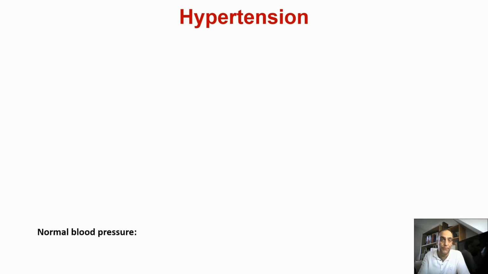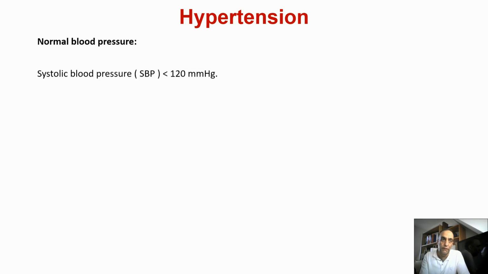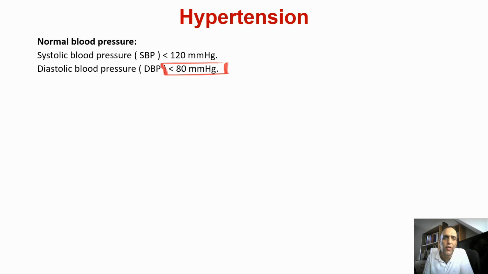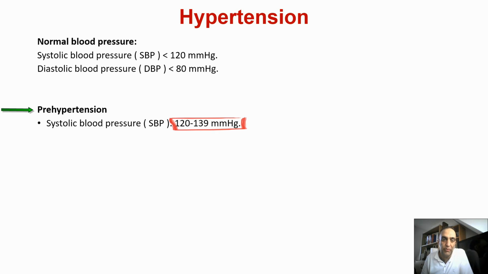Normal blood pressure: we can measure blood pressure in two forms, systolic blood pressure and diastolic blood pressure. Systolic blood pressure in the normal range is less than 120 millimeters of mercury, and diastolic blood pressure is less than 80 millimeters of mercury. But over 120 till 139 millimeters of mercury for the systolic blood pressure is pre-hypertension. And for the diastolic blood pressure, more than 80 till 89 millimeters of mercury is pre-hypertension.